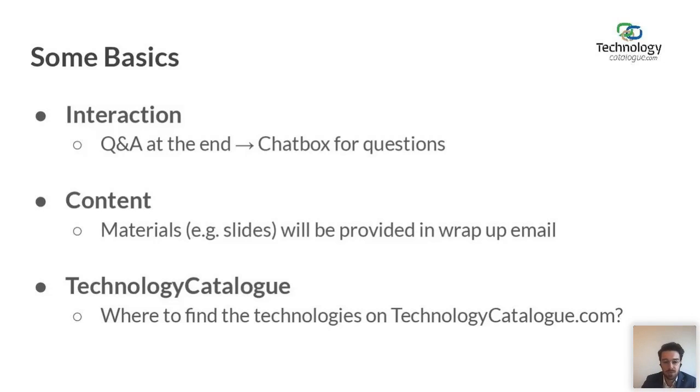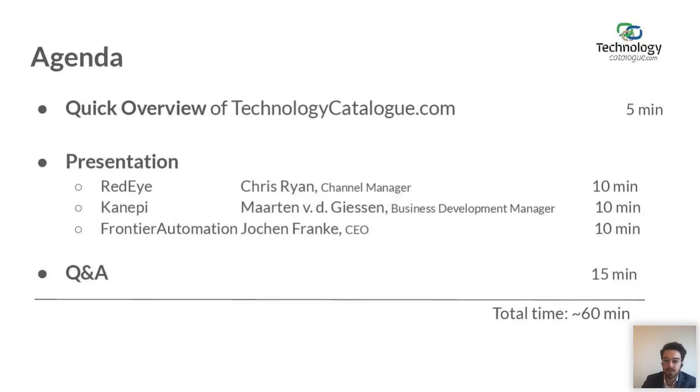That nicely segues me into the agenda of today. I will give this quick overview, and I'll keep it very brief. And then it's my pleasure to have 3 presentations today. So the regular attendees of our webinars will see today is not 1, but 3 presentations. First is RedEye, Chris Ryan, General Manager. Second, Kanepi, Martin van der Gießen, who is Business Development Manager. And last but not least, Frontier Automation, and Jochen Franke, the CEO, will hold that. And as you can see, this slide is a bit outdated, so the Q&A will be cut in 3 to 5 minutes each, sitting after each of the presentations, which should lead us to around 60 minutes.